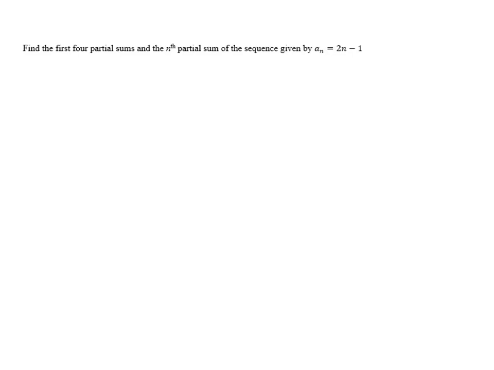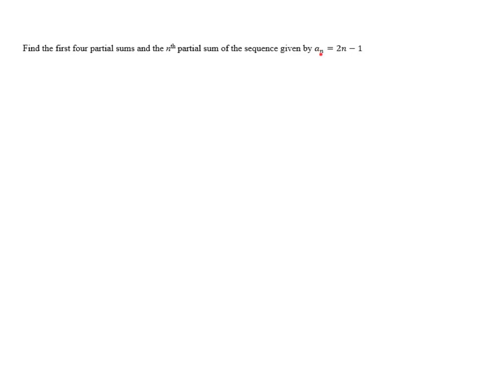Find the first four partial sums and the nth partial sum of the sequence given by a sub n equals 2 times n minus 1. Let's look at what the first few terms are, and then we can look at the partial sums and see if we can find a pattern.